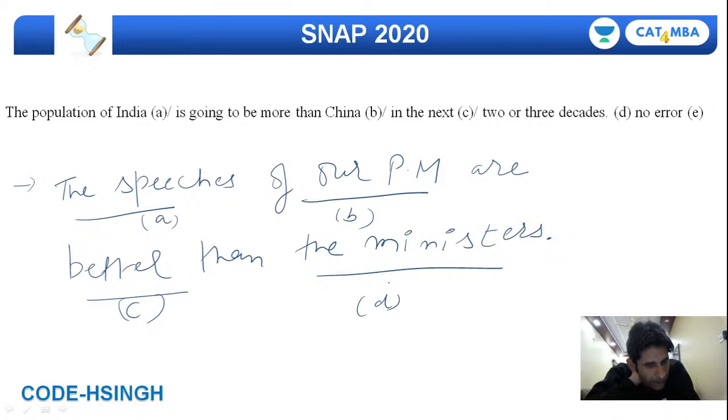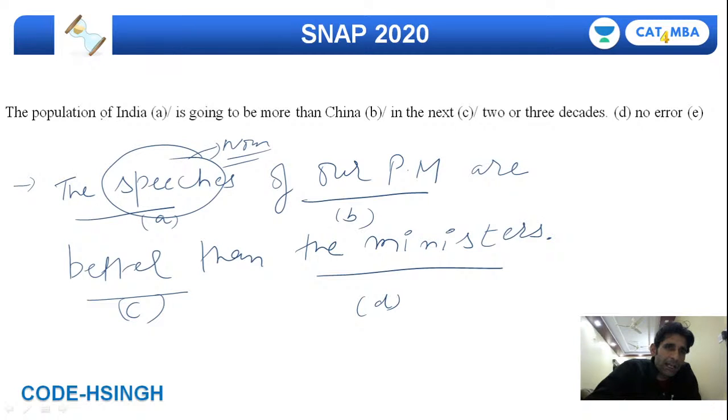Quickly. Okay. Yes, Deepshika. Good. Absolutely. Fantastic. Deepshika, you have really noticed the exact gist of the whole discussion. So this is how it is, guys. The noun in this case is speeches. So guys, the noun is plural here. In the last question, the noun was singular, so a plural noun has to be replaced by a plural pronoun. So now in this case I cannot say the speeches of our PM are better than that of the ministers, right?